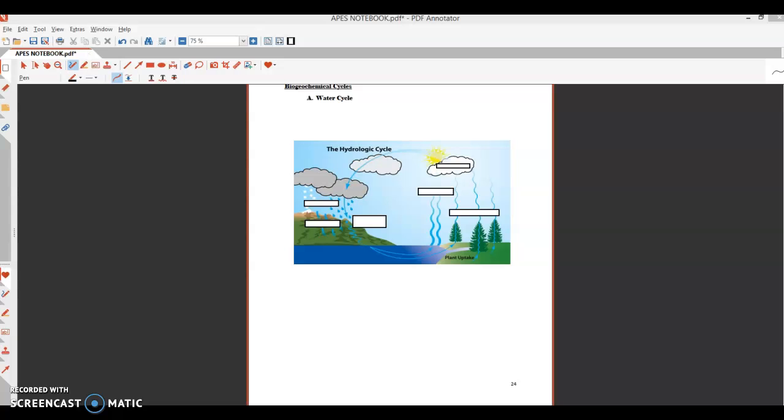Hello everyone, welcome to Unit 3. We are going to start Unit 3 off with Biogeochemical Cycles.